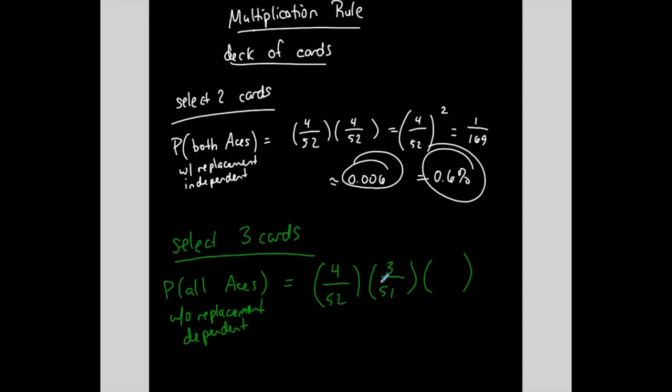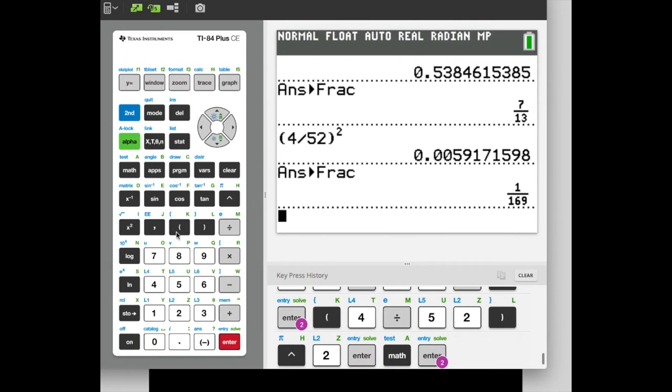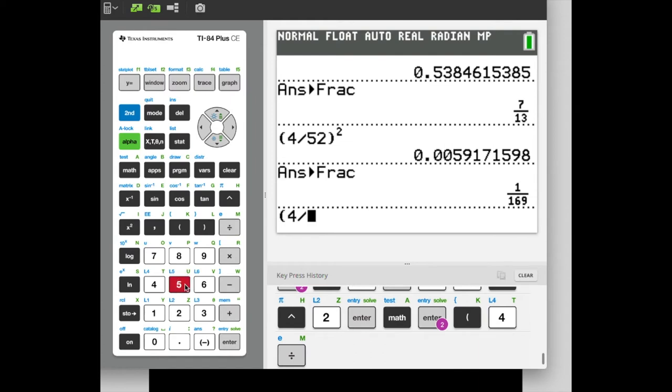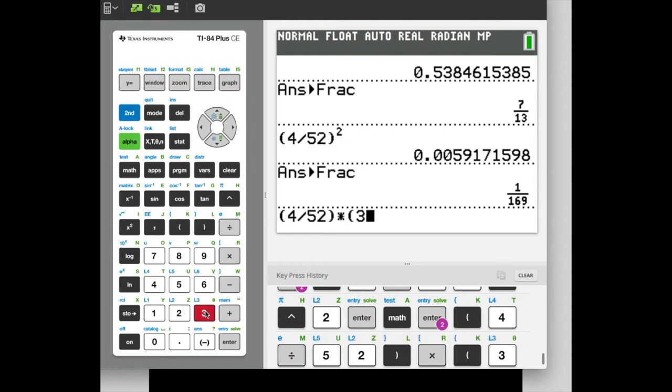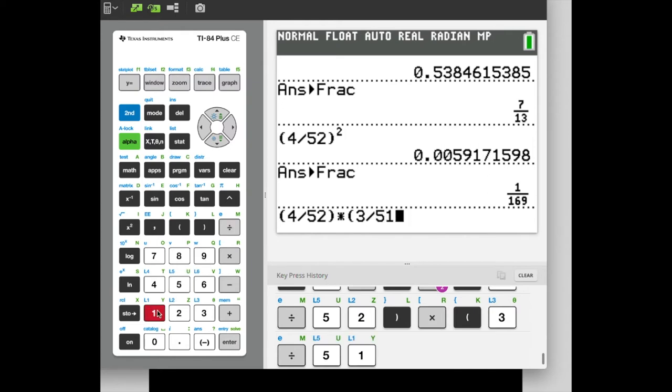I took two out for the first two events, so now there's only two aces left out of 50 cards. So, be careful when you have dependent events. I can't simplify it the way that I did up here because each parenthesis represents a different probability, different numbers. So when you do that, you're going to have 4 out of 52, close parentheses, times parentheses, 3 out of 51, close parentheses, times 2 out of 50.